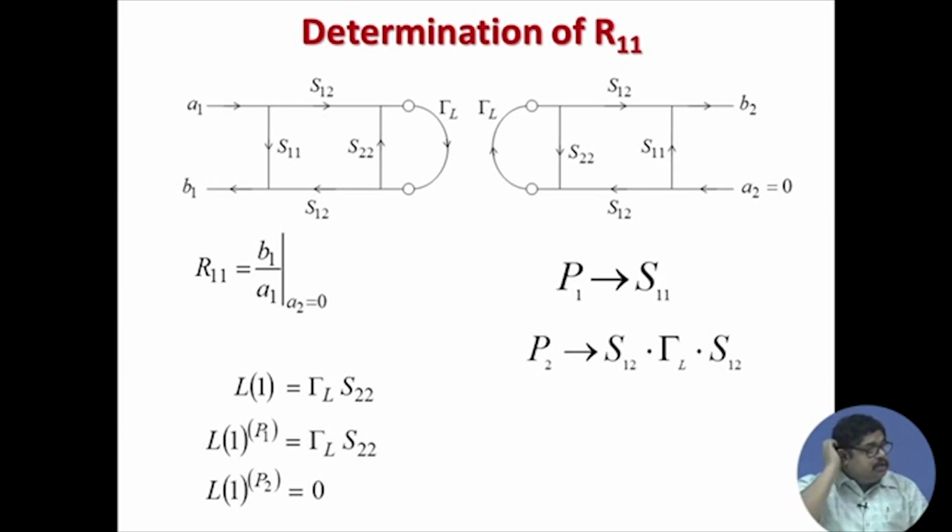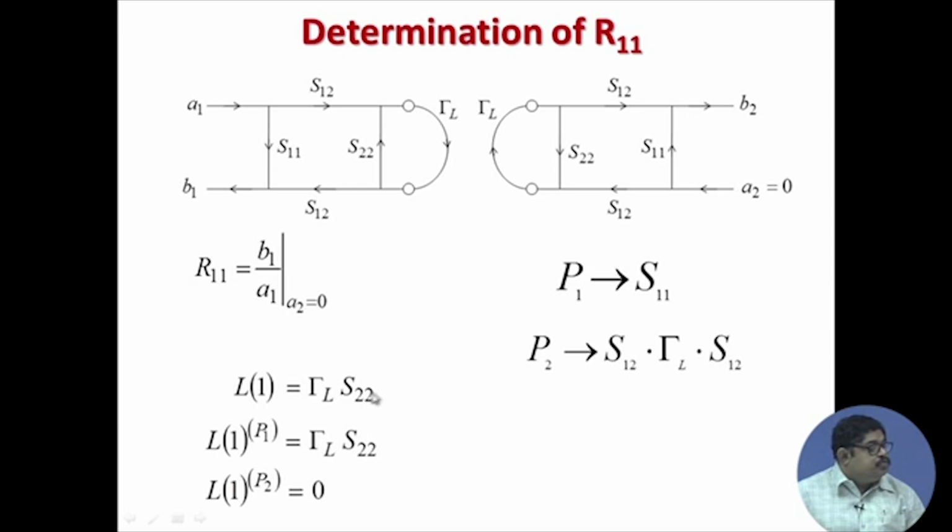Now, you see the determination of R11, the reflect case. So, this is the signal flow graph. Now, R11 is B1 by A1, that means I will have to come from here to here. One path is directly this. So, P1 is S11, another path is this, you see this. So, S12 gamma L S12 is P2. Now, where is L1? Is there any L1? Yes. This is the loop. You see, this is a loop. There are no other loops.